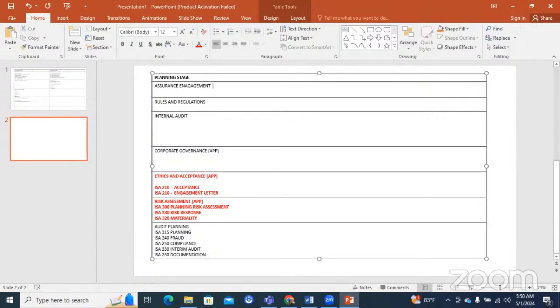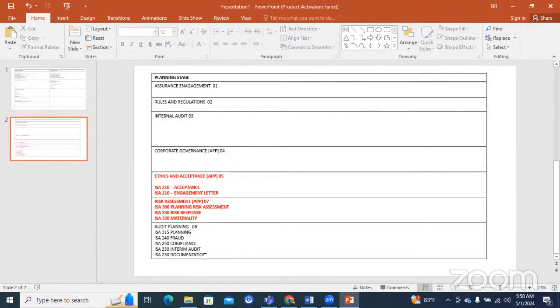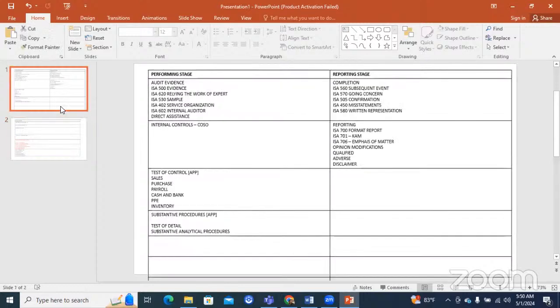In terms of Kaplan, I can put you chapter number 1, chapter number 2, chapter number 3. Corporate governance is your chapter number 4. Ethics and acceptance is your chapter number 5. Risk planning is your chapter number 6. Risk assessment is your chapter number 7. The first 7 chapters are covered under the planning stage. Then it goes to the performing stage and reporting stage.